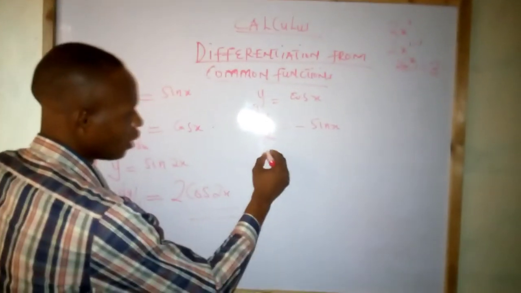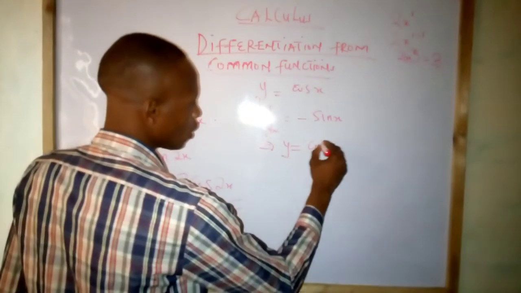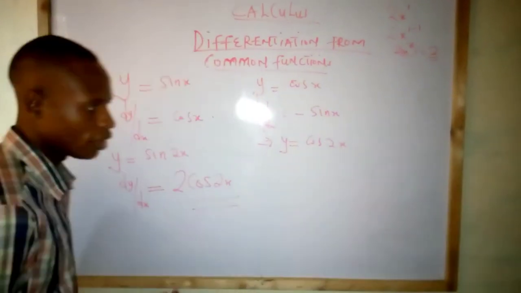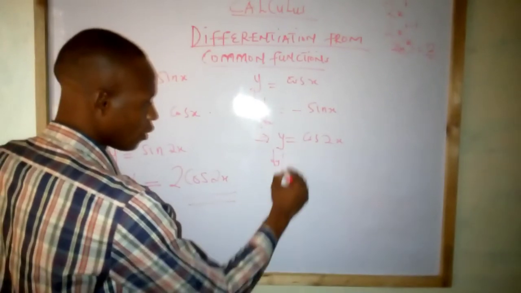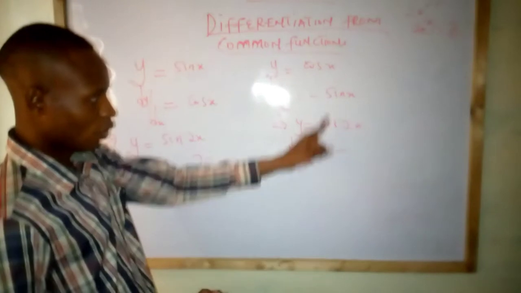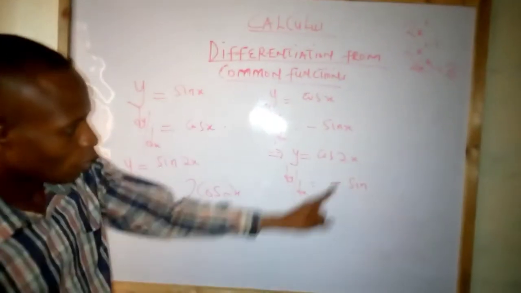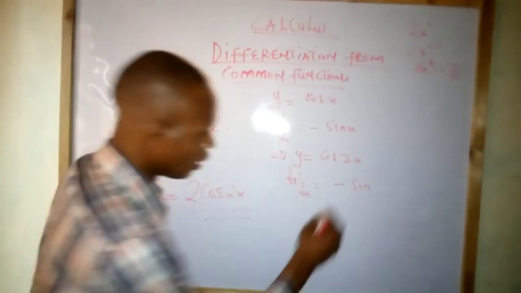Now, it implies that given y equals cos 2x, the dy/dx of this too is just going to be, don't forget, minus, then cos changes to sine. Put that first. Then you differentiate what you have at the front, which is 2x. This is going to be 2.